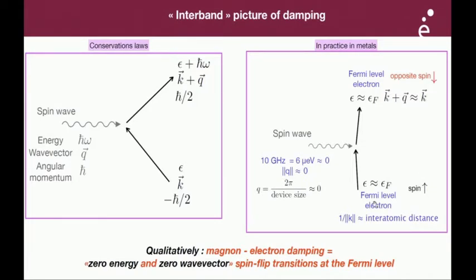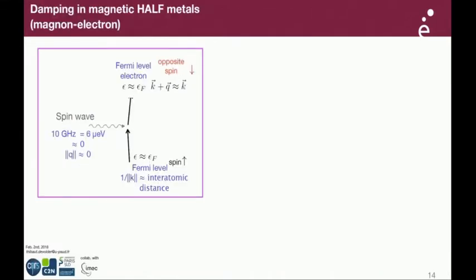So if you want to understand damping in metals in this interband picture, what you have to look at is the Fermi level of your metal: do you have bands with spin up and spin down that cross? If they cross, there will be a zero energy and zero wave vector transition that will be allowed. So let's first look at half metals, keeping this picture in mind.